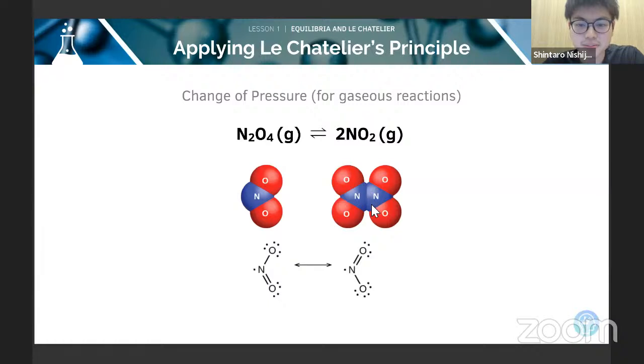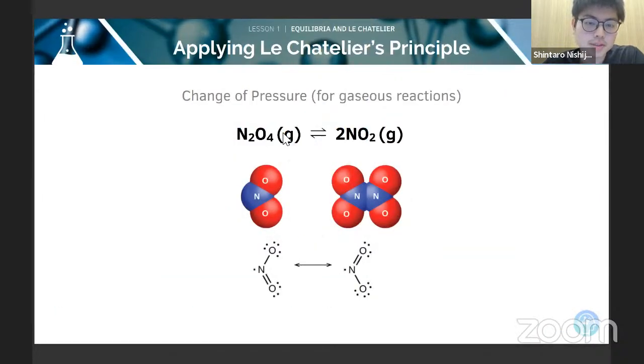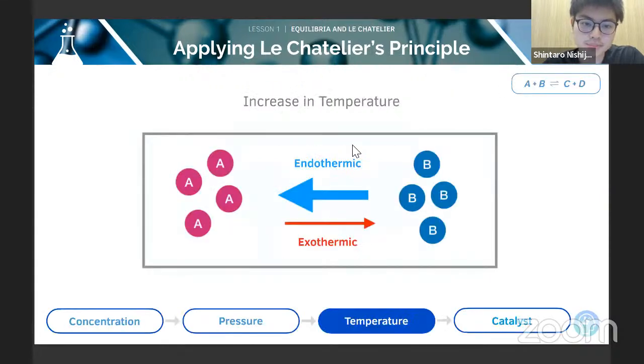There are 2 molecules on the right and 1 molecule on the left. If we increase the pressure, it's going to want to decrease the pressure by going to the side with fewer molecules. The side with fewer molecules in this example is the left, because there's only 1 in contrast to 2 on the right. So it's going to favor the backward reaction when we increase the pressure. If we decrease the pressure, it's going to try to increase the pressure by increasing the number of molecules, which in this case is on the right. We'll get some practice on that at the end as well.